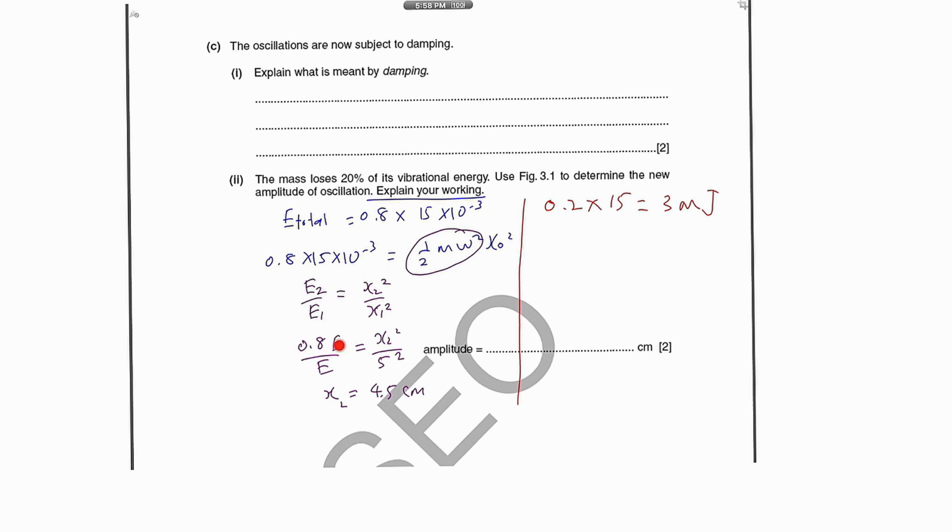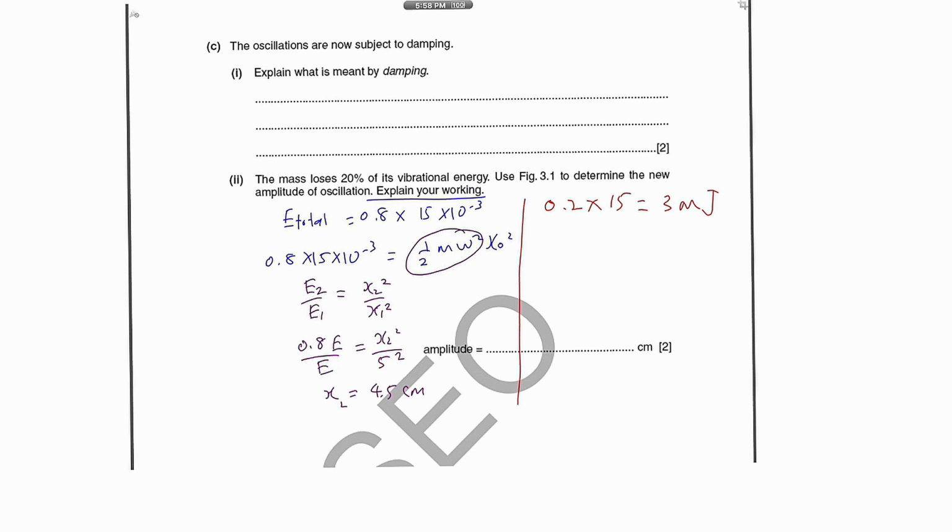So substitute your new total energy with 0.8 E. This way, I don't even have to calculate how much the total energy is. New total energy over the original total equals your new amplitude squared over your original amplitude squared. Then you can get the answer. If you don't want to, go ahead, substitute your m and omega from the previous part and find your x naught. Also can, up to you. So these two methods are not a problem because it's just calculation.